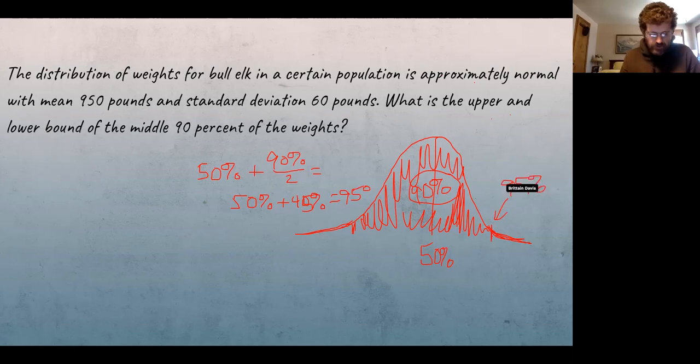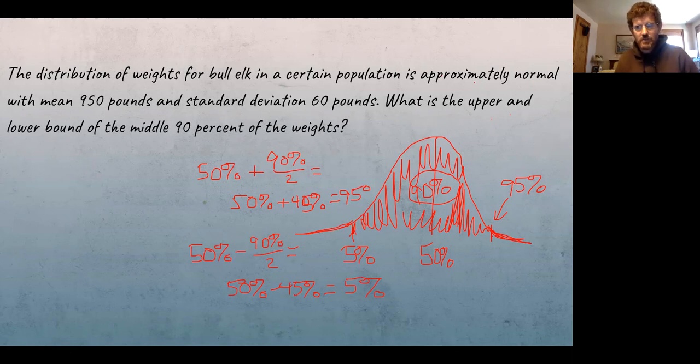Now the lower bound would be the same thing, just minus that 90% divided by 2. So again, that would be 50% minus 45%, and that would equal 5%. Not super complex right here. So we want to find the lower and upper bound, which is basically the 95th percentile of this distribution and the 5th percentile of this distribution. And that makes sense, of course. 95 minus 5 gives us the middle 90% of the data.